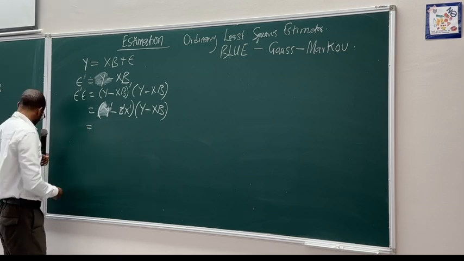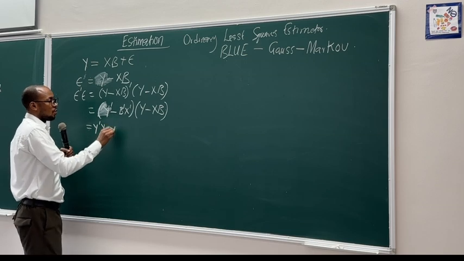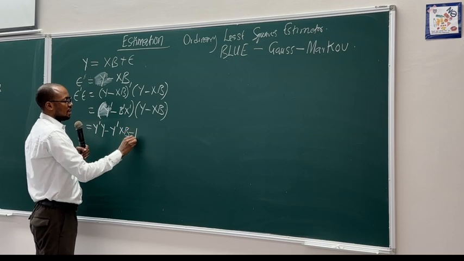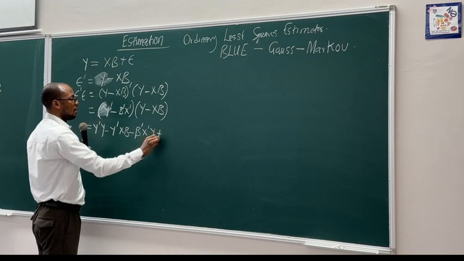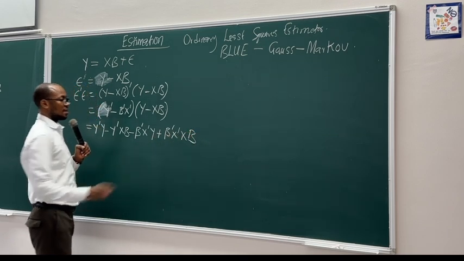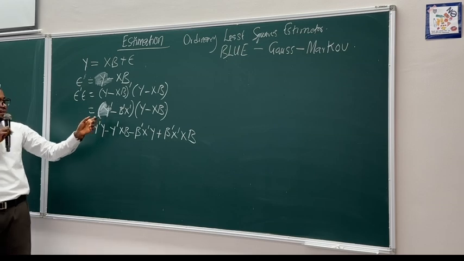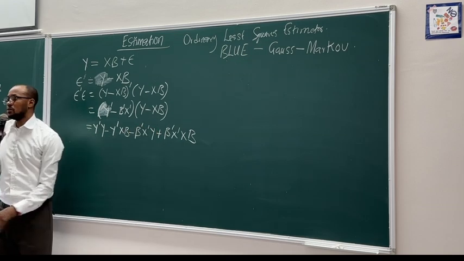When we expand the bracket, we're going to get y transpose y minus y transpose x beta minus beta transpose x transpose y plus beta transpose x transpose x beta. Okay, we just open the brackets. Use the normal algebraic process, like factorization, right? And use this to multiply everything here. Use this to also multiply, and then you arrive at this.